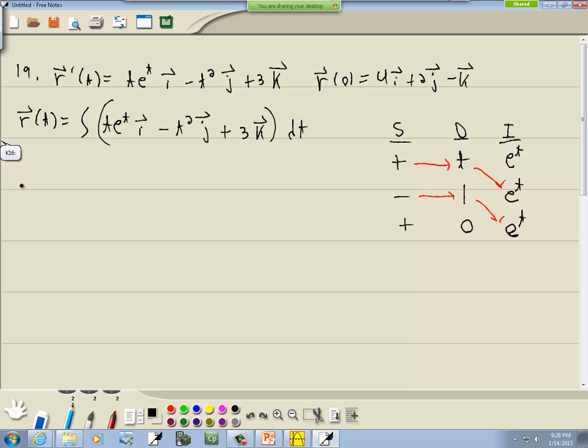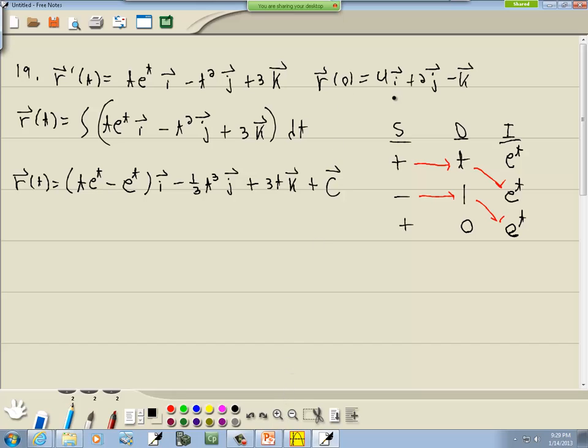So, r of t. The integral of this piece right here is going to be a positive t times e to the t. So we got t e to the t minus 1 times e to the t. So minus e to the t and then i. Minus, add 1 to your power, divide by your power, so that's 1/3 t to the third j plus, and this would be 3t k. And then we have our constant vector on at the end.